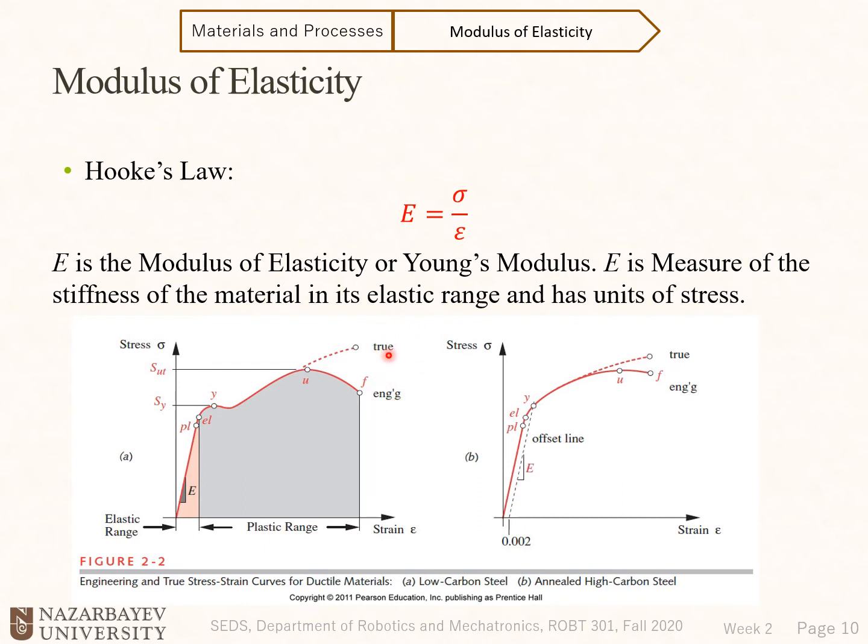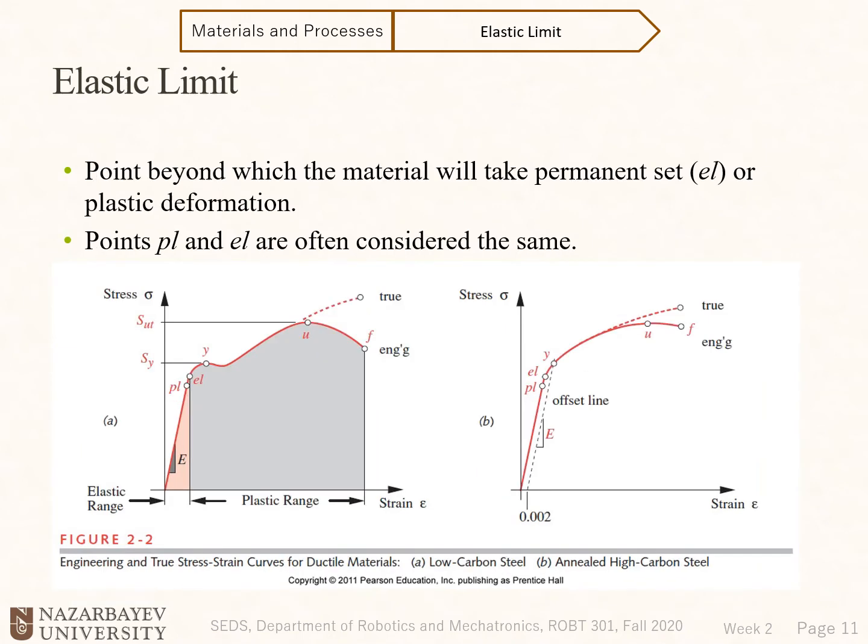But what is the true graph? The true graph, instead of A0, will use A, the real-time cross-sectional area. You see the huge difference happens between U and the fracture point because of the necking phenomena, because the cross-sectional area narrows down quickly when it reaches the fracture. We'll see in the coming slides what those phenomena are.